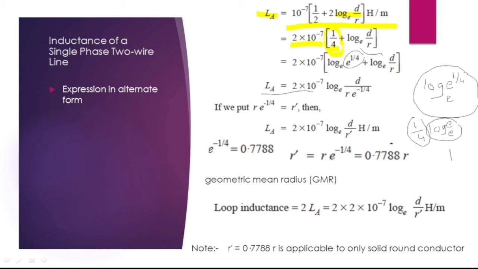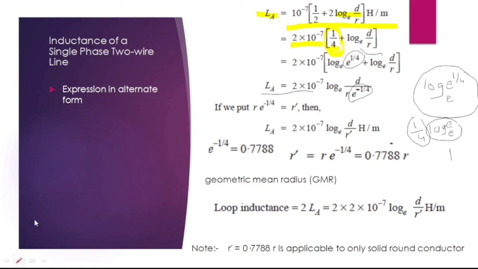and I am writing this e to the power of 1 by 4 in the denominator term as e to the power of minus 1 by 4. It is getting in the denominator as e to the power of minus 1 by 4. We are getting here the minus. See here, getting the minus. The term is 2 into 10 to the power of minus 7 log d by r into e to the power of minus 1 by 4 base c.